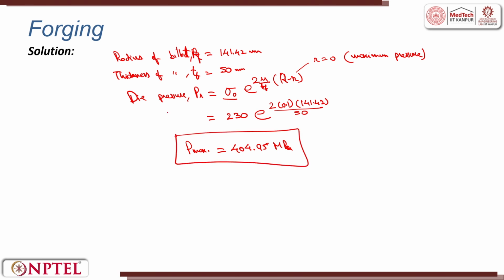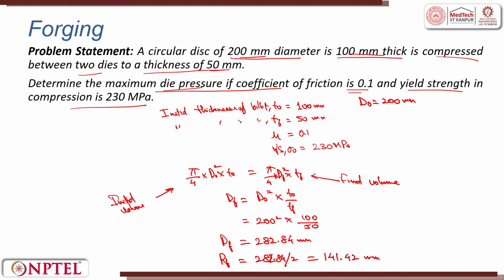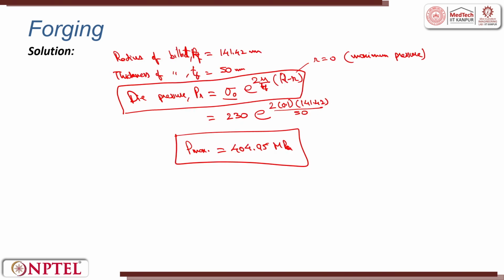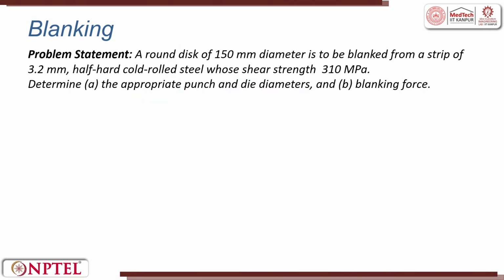So you will use this relation of die pressure to determine the maximum pressure that is required with the following parameters, with this yield strength, with friction value, and for this dimension. This was one problem in forging. Now let me see one problem in blanking.